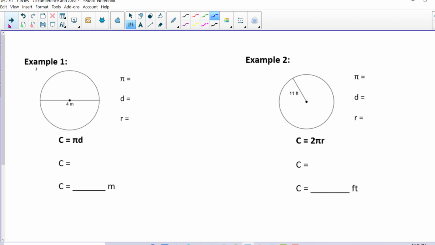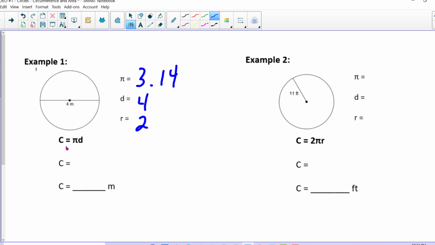Let's try some examples. So in this first one, I want you to identify the parts first. So pi is going to be 3.14. What is our diameter in this one? Diameter is all the way across. And you can think of it, diameter is a little bit longer of a word than radius, so diameter is all the way across. Radius is just part of the way, halfway. So the diameter is 4, and therefore, what would the radius be? If all the way across is 4, what's just half of that? 2.